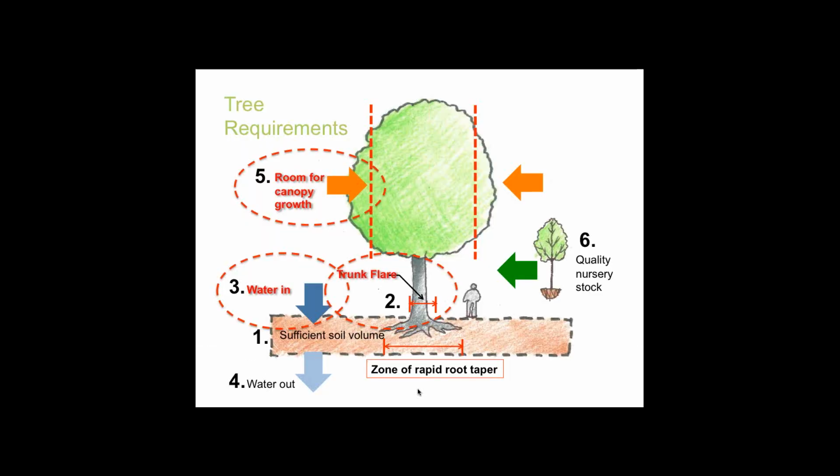So the 3 things that we're going to talk about are this area right around the trunk flare. We're going to talk about the spacing of trees and how that impacts their health. And then finally, how do we get water into the soil under the pavement, which we're increasingly realizing is a very important part of the tree success equation.